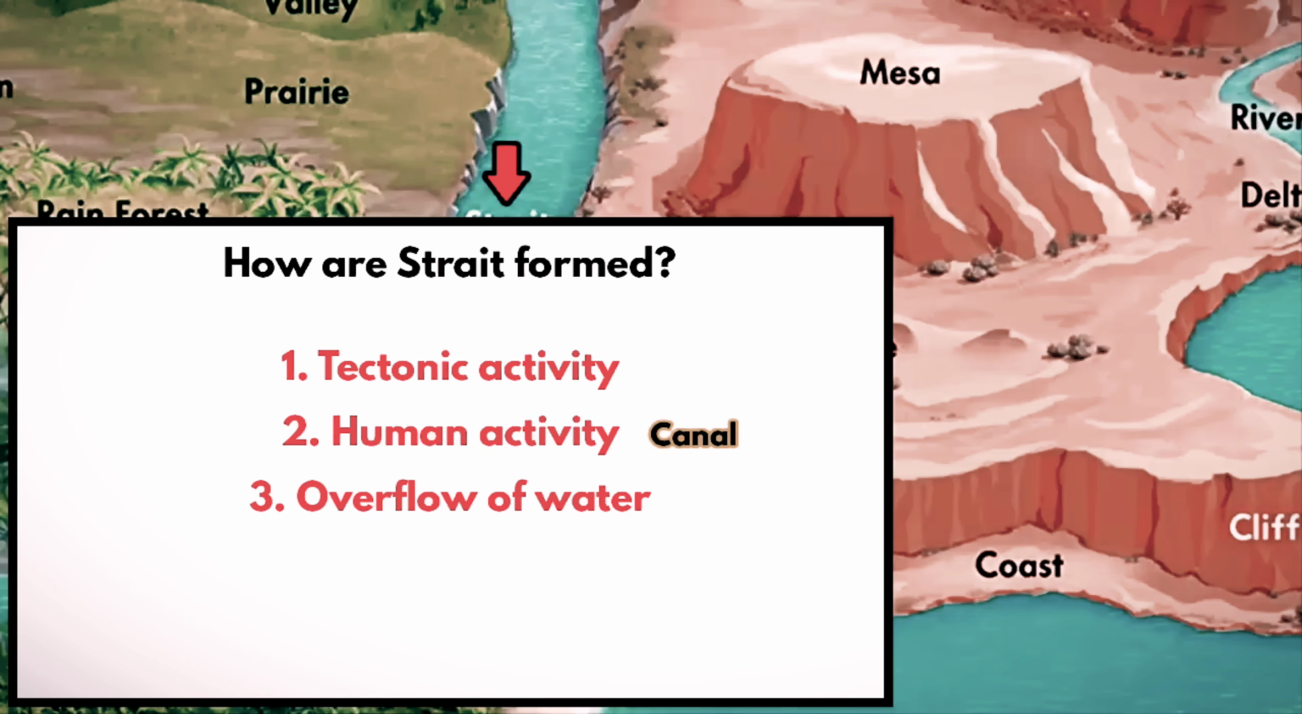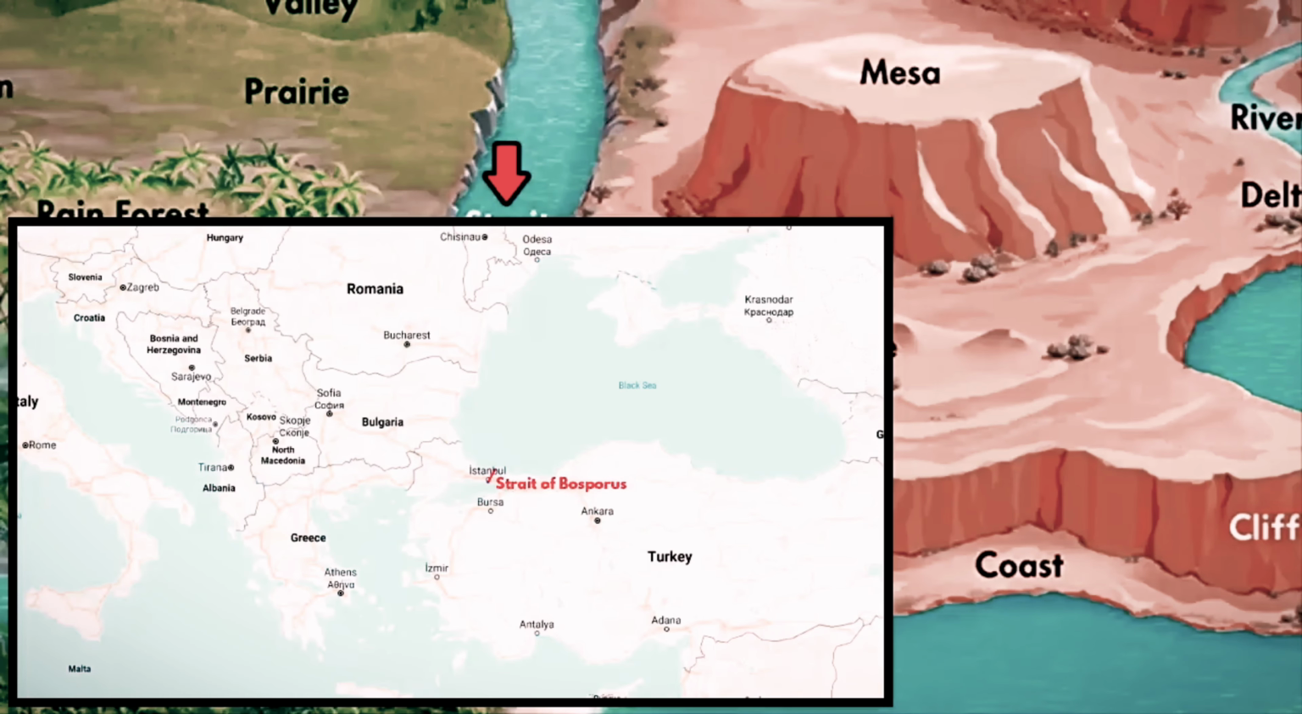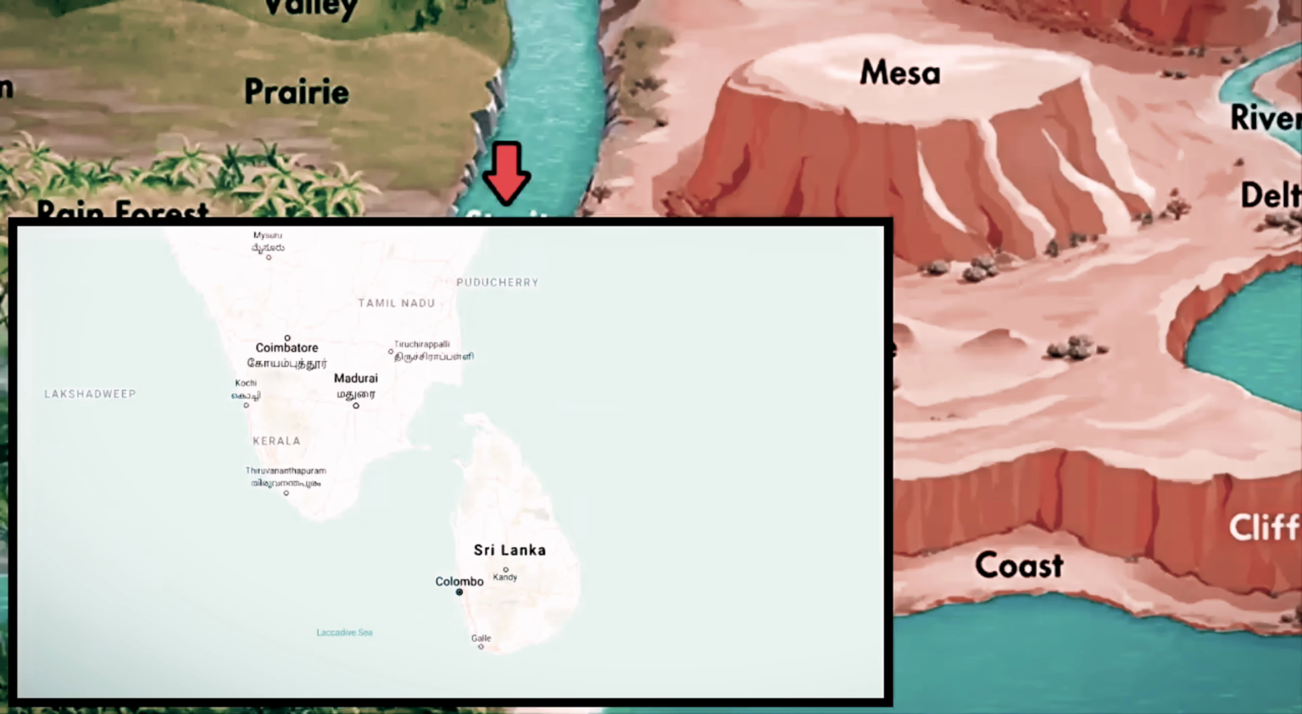And the third way by which a strait can be formed is when a body of water overflows on the land and completely erodes the land and drowns it. If you look at the Strait of Bosporus, it links the Black Sea and the Aegean Sea. The Strait of Bosporus is an extremely important strait, separating the continents of Europe and Asia. So this strait was formed when the land at the southwestern edge of the Black Sea eroded and crumbled, creating a strait. In India, we have the Pak Strait, which is between the Indian state of Tamil Nadu and the island nation of Sri Lanka.